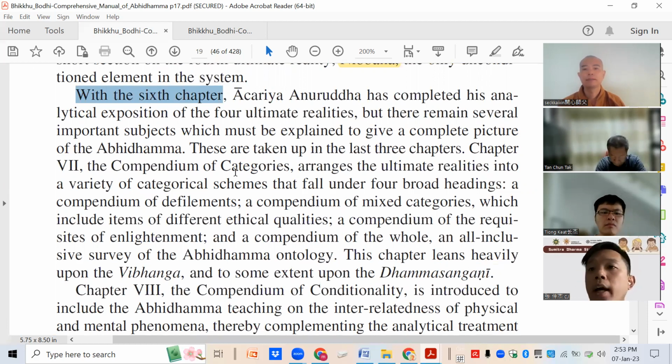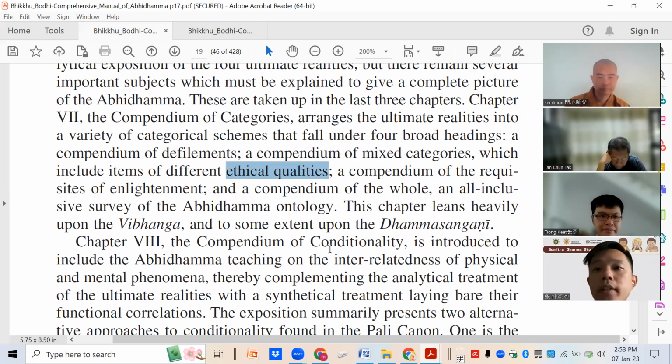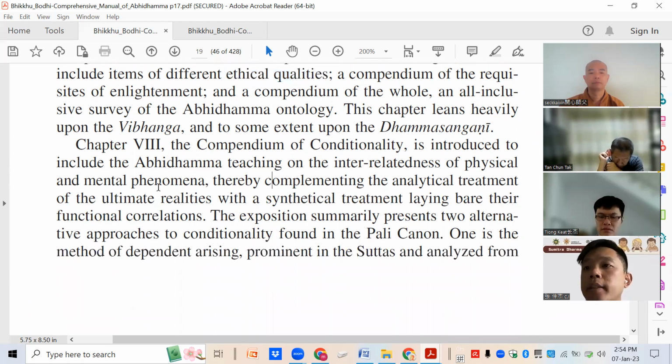With the 6th chapter, Acharya Anuruddha has completed his analytical exposition of the four ultimate realities. But there remain several important subjects which must be explained to give a complete picture of the Abhidhamma. These are taken up in the last three chapters. Chapter number 7, the compendium of the categories, arranges the ultimate realities into a variety of categorical schemes that fall under four broad headings: a compendium of defilements, a compendium of mixed categories, which include items of different ethical qualities, a compendium of the requisites of enlightenment, and a compendium of the whole, an all-inclusive survey of Abhidhamma ontology. This chapter leans heavily upon the Vibhanga and to some extent upon the Dhammasangani.